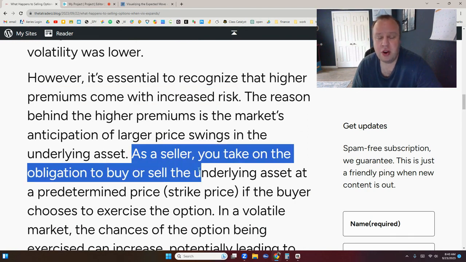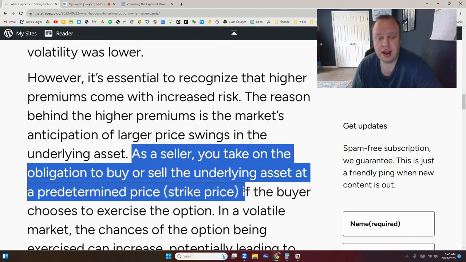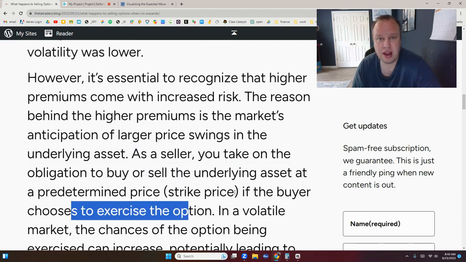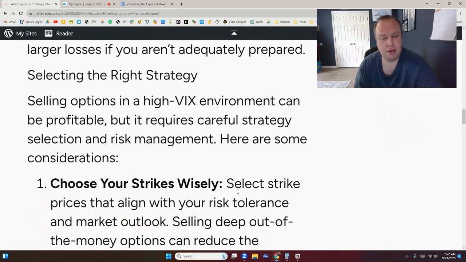So remember, as a seller, you have the obligation to buy or sell the underlying asset at that strike price if the buyer chooses to exercise. We do futures options with MES, ES, different commodities. Luckily, those you'll not get early assigned on, but for individual stocks, you do have to be aware of that.